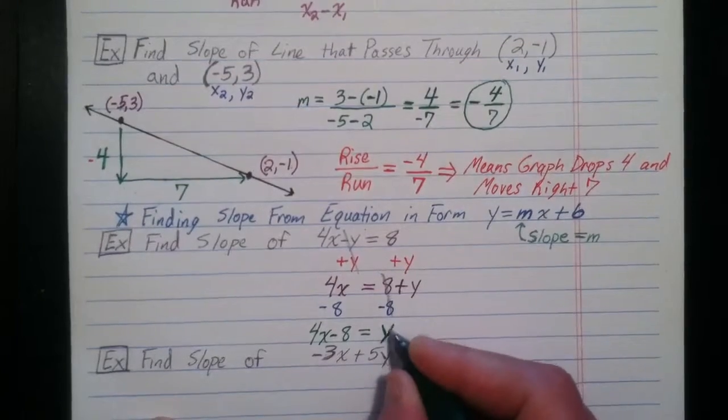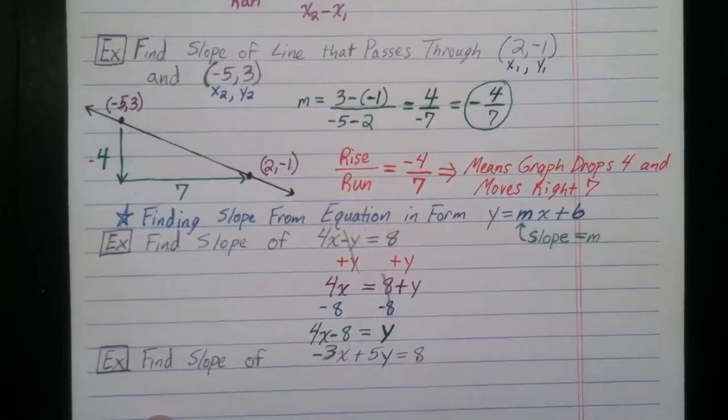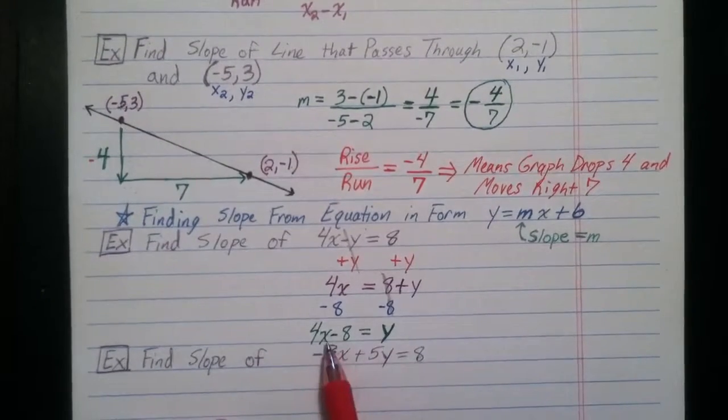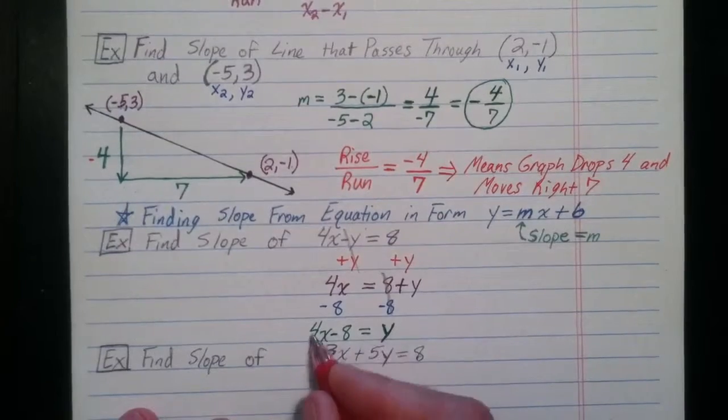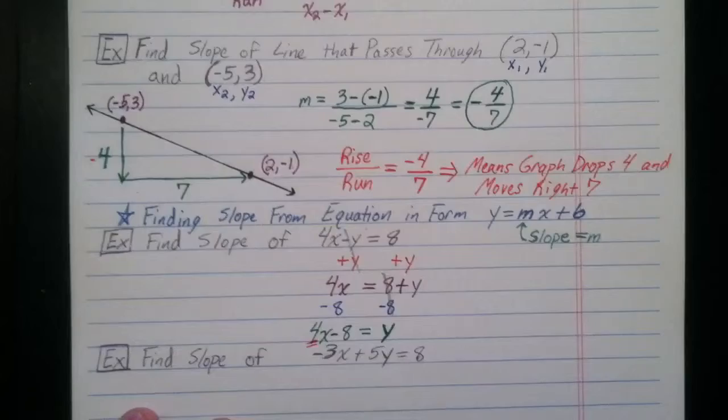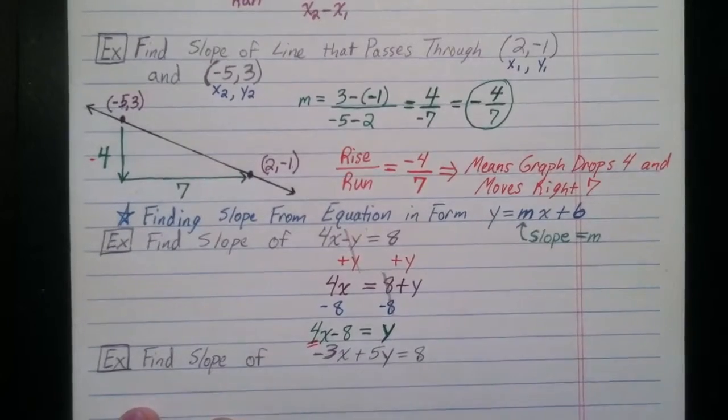And on the right-hand side, we do have y by itself. So now that y is by itself, we look over on the other side of the equation. The coefficient of x is that 4. That's the number attached to x. That tells us our slope.